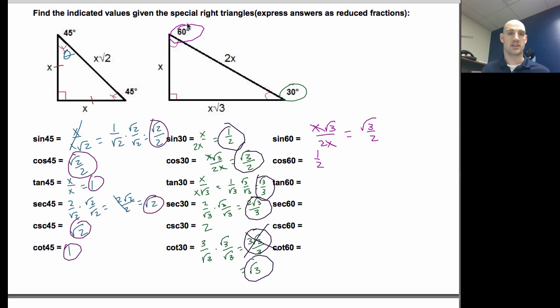The tangent of 60 is opposite over adjacent, which is just square root of 3. Now, the other 3 are just the reciprocals. So the secant of 60 goes with cosine. It's going to be 2. The cosecant goes with sine. It's 2 over root 3. Rationalize. 2 root 3 over 3. Cotangent of 60 is the flip of the tangent of 60, so it's going to be 1 over root 3. And I'll rationalize.